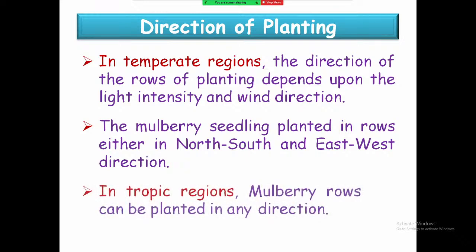And in tropical regions there is no specification in direction. You can plant in any direction in tropical regions. Okay.